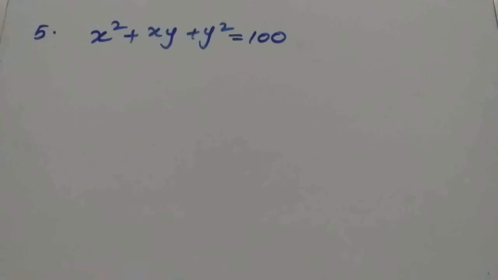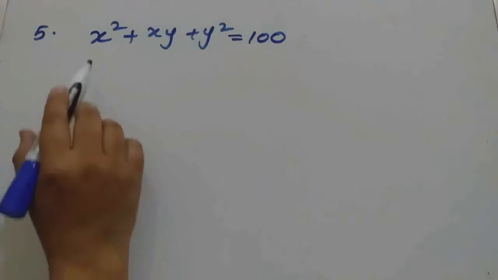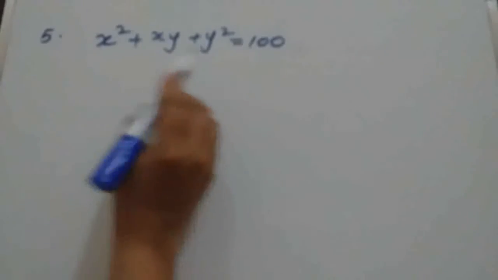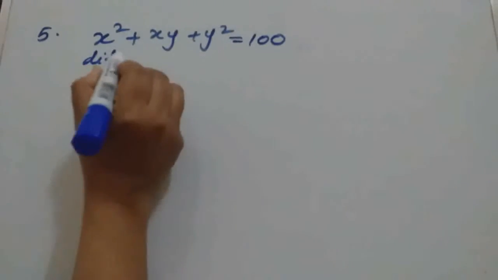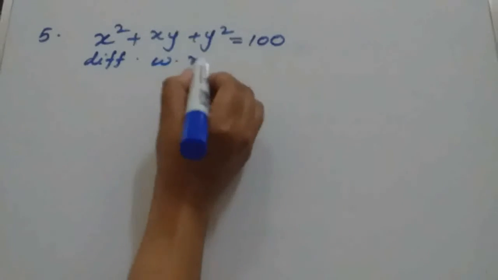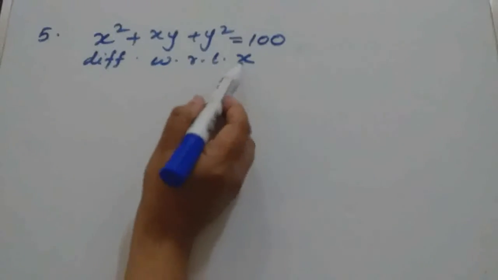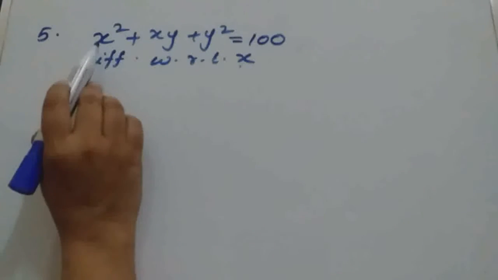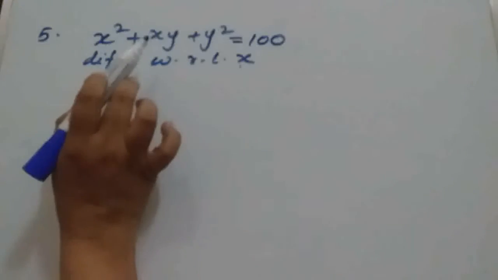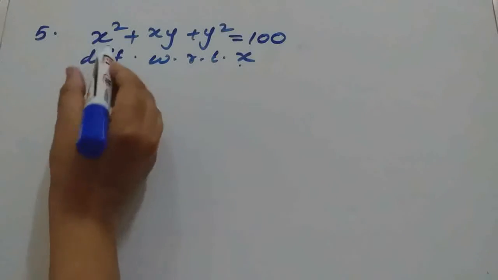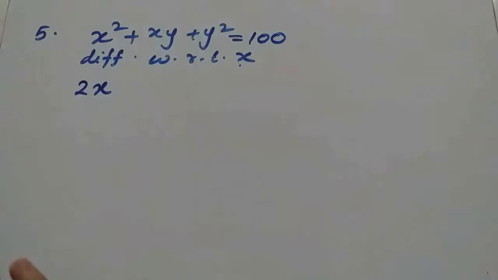Now find dy by dx for this function. Again it is an example of implicit differentiation. We'll find the derivative directly, differentiating with respect to x. So x square, we are differentiating with respect to x. All functions which have x in them will be considered standard functions. So x square is standard, so directly 2x will come.